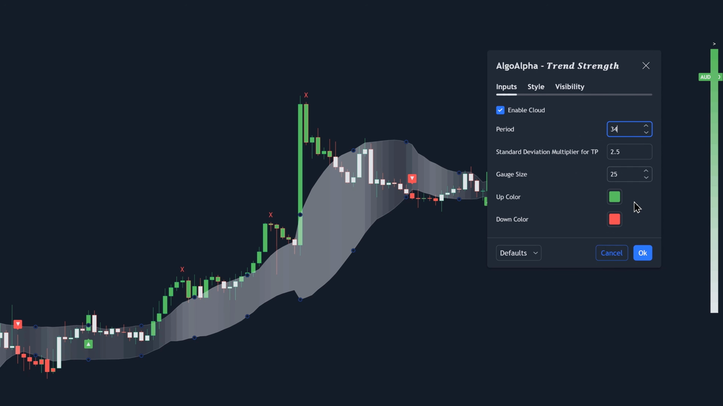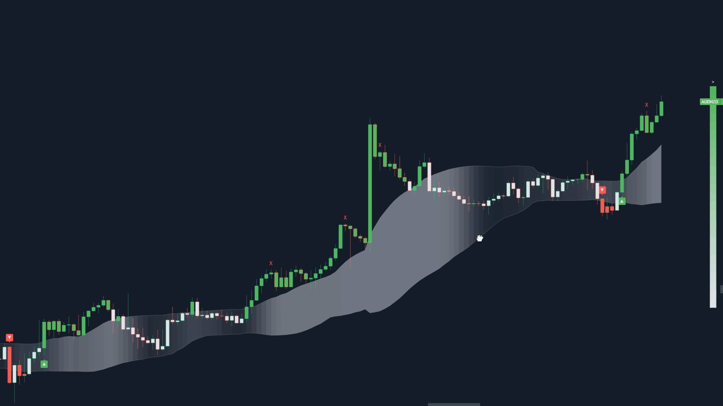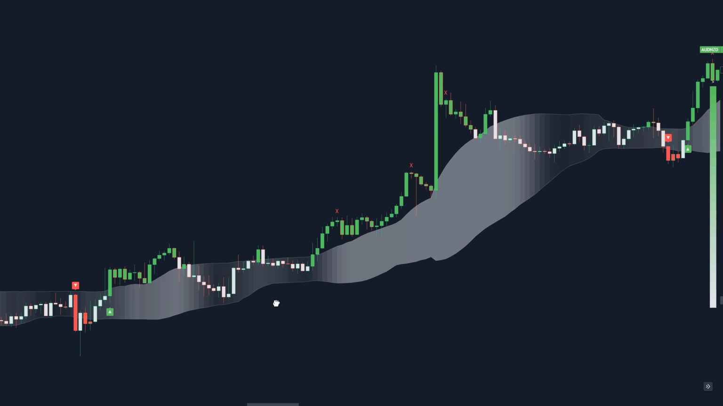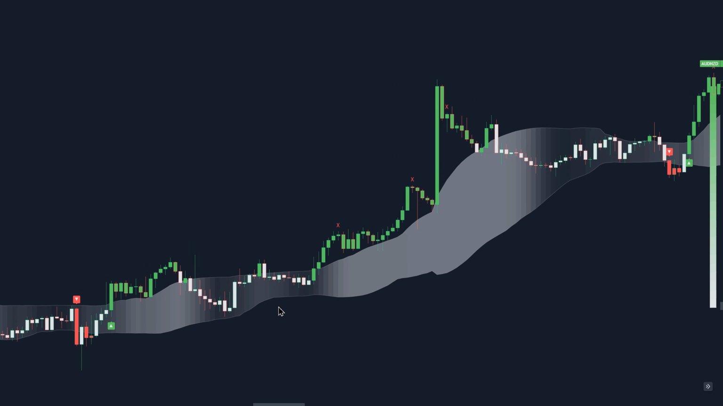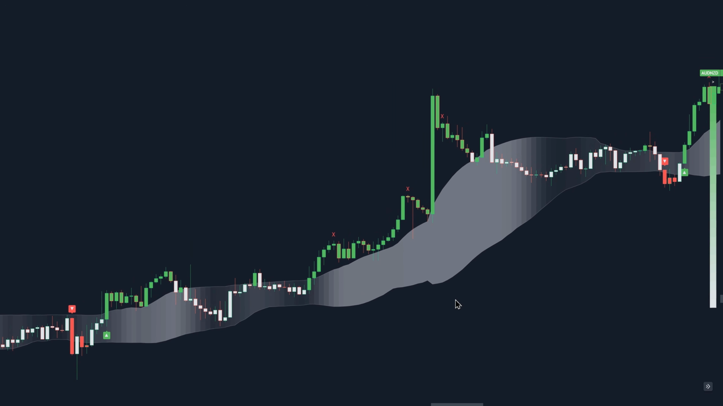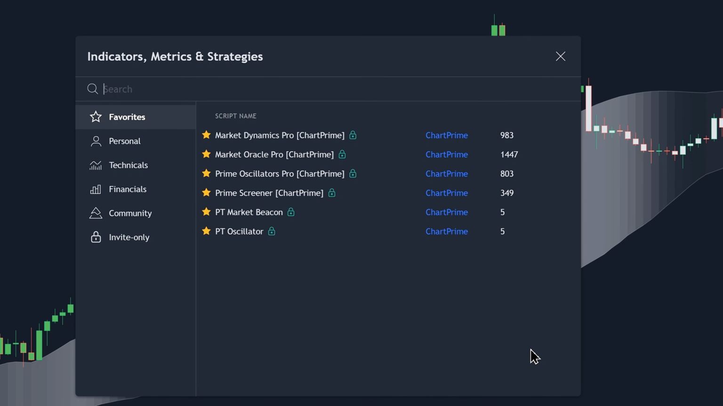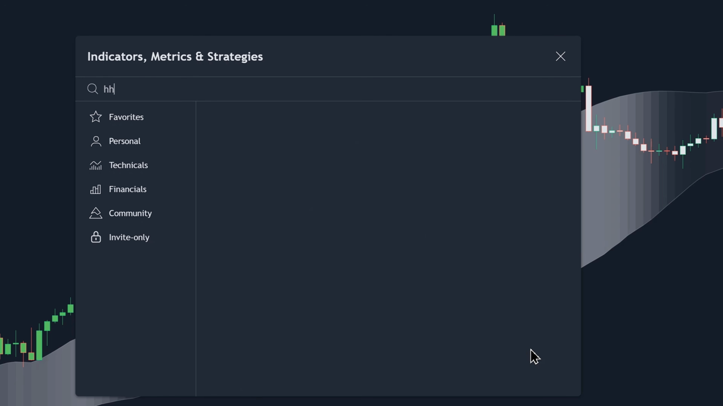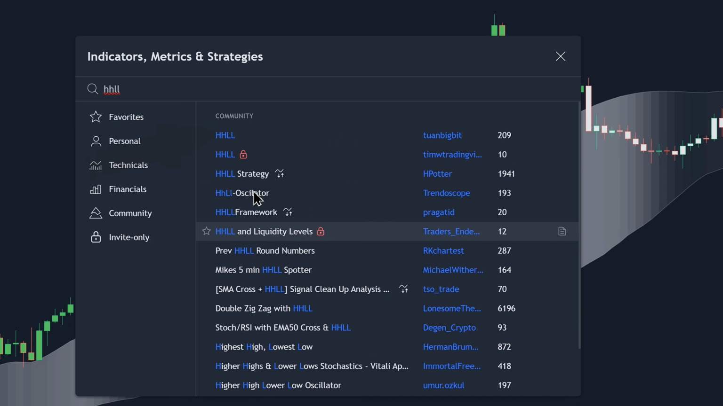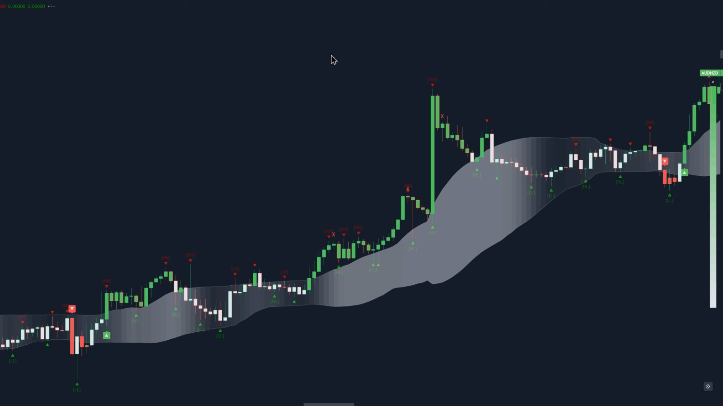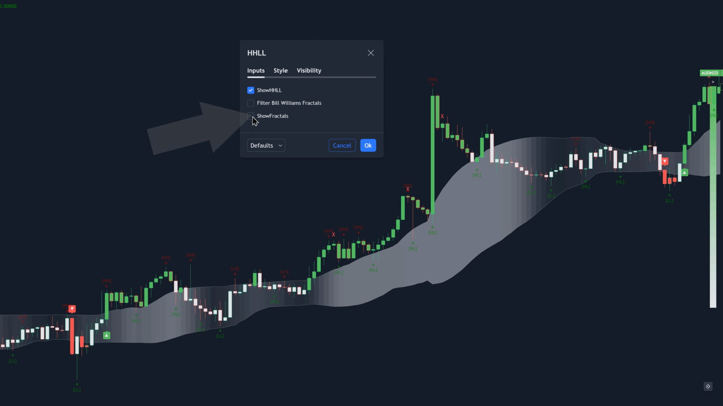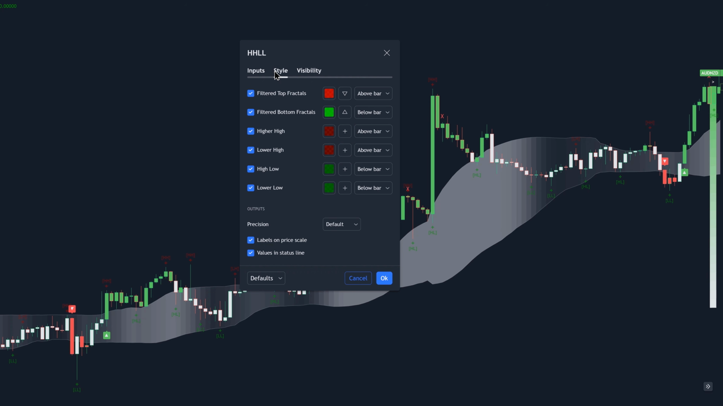After that, click OK. Now, this is just a trend indicator, which means we can't use it all by itself to take positions. So let's add an extra indicator. On the indicator search tab, you want to type in HHLL, and it's going to be this one. Double click on it so we can change some settings. Disable the Show Fractals option. Head over to the Style tab, and then here you want to disable the first two options. And then down here, you want to disable the lower high and the higher low options.